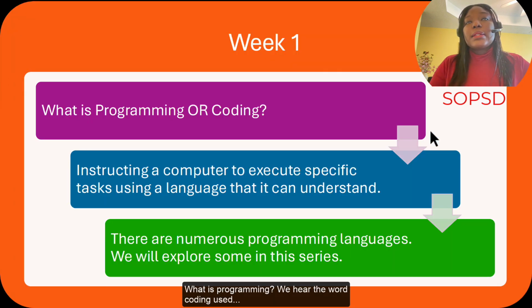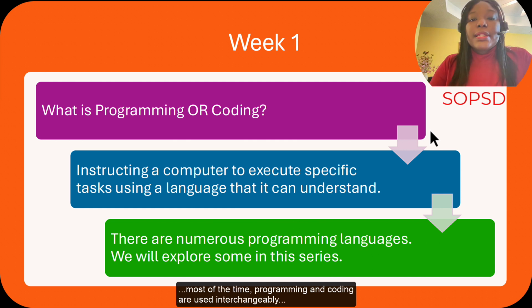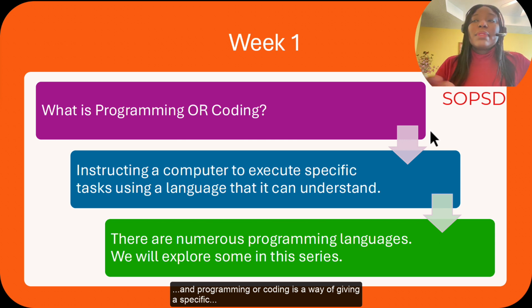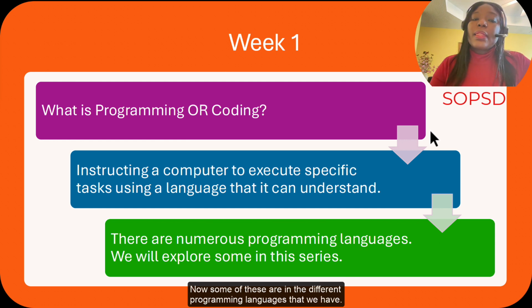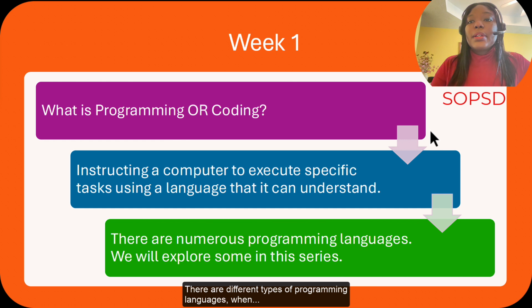Now, what is programming? We hear the word coding used most of the time. Programming and coding are used interchangeably, and programming or coding is just a way of giving a specific instruction to a computer to execute a task. And these instructions are written in a language that the computer understands. Now, some of these are the different programming languages that we have. There are different types of programming language.